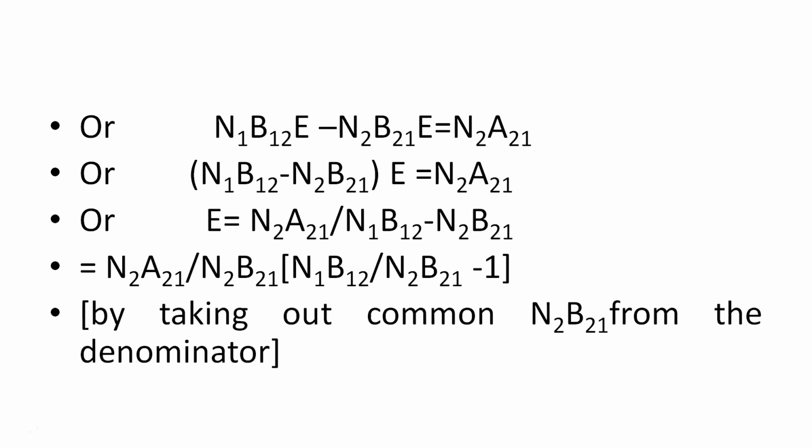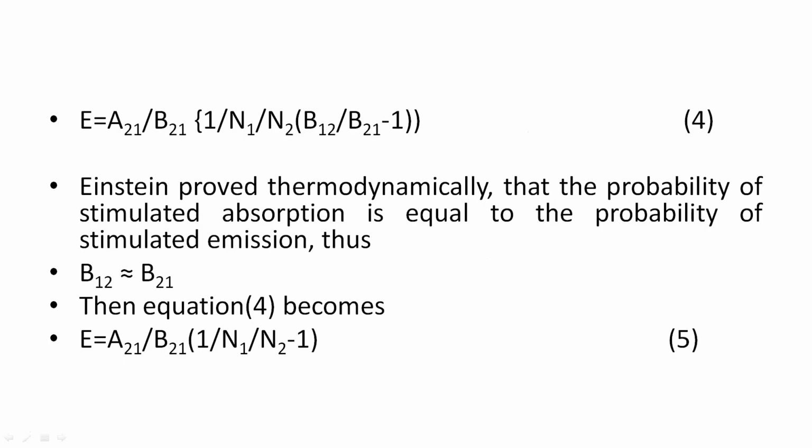Now take out E common here. Then E is equal to N2 A21 upon N1 B12 minus N2 B21, or N2 A21 by N2 B21. Within the bracket we will get N1 B12 by N2 B21 minus 1, because we have taken N2 B21 common from the denominator. Or E is equal to A21 by B21 times 1 upon (N1 by N2, B12 upon B21, minus 1), equation number 4.